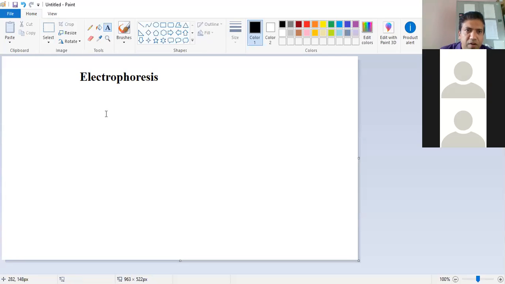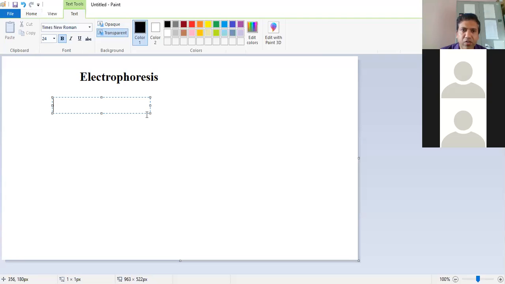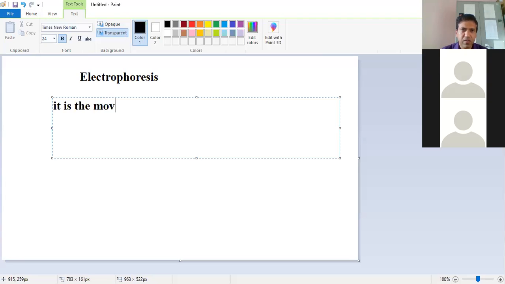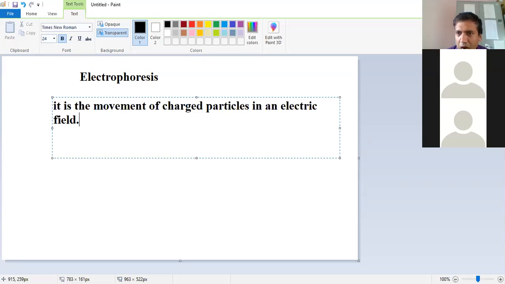Okay, so briefly, what do we understand by electrophoresis? It is the movement of charged particles in an electric field. This is the simplest way we understand electrophoresis.